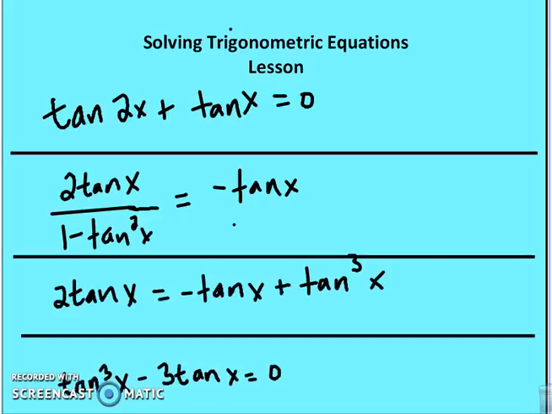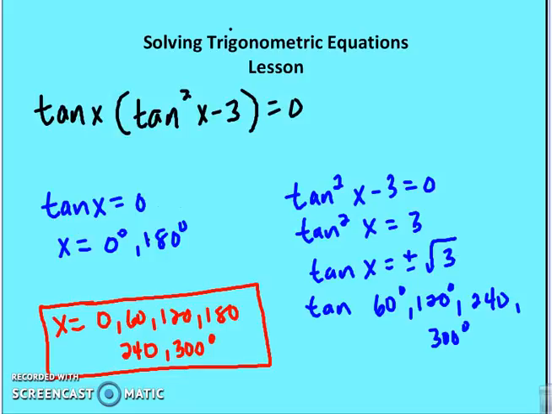All right, so you're going to use the tangent double angle formula. I'm going to move the tangent x to the other side. I'm going to multiply the denominator of the first value by the value on the right. I end up with 2 tangent x is equal to negative tangent x plus tangent cubed x. I'm going to rewrite the expression with everything on one side and consolidate. So I end up with tangent cubed x minus 3 tangent x is equal to 0. Now you're going to factor out the tangent x: tangent x times tangent squared x minus 3 is equal to 0.